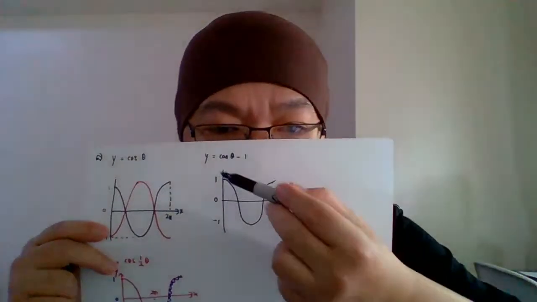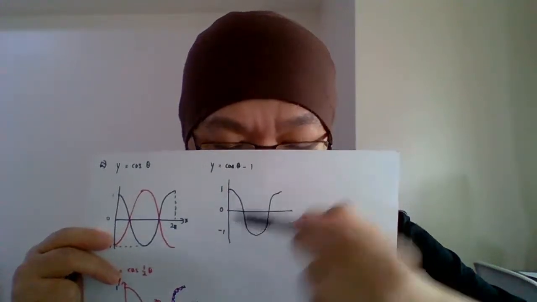Number 7, 9 and 11. Number 7: y equals cos theta minus 1. For number 7, you need to draw the cos theta first. And then the amplitude 1, 0, -1. Like this. This is your cos theta and your amplitude.